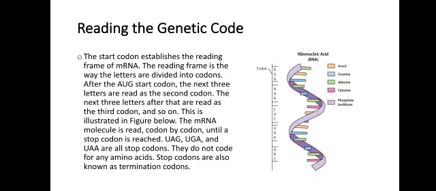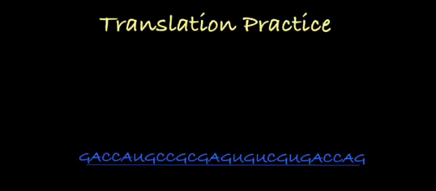The mRNA molecule is read codon by codon until a stop codon is reached. UAG, UGA, and UAA are all stop codons. They do not code for any amino acids. Stop codons are also known as termination codons. I'm going to present a video for you to see how the genetic code table is used in translating mRNA. Here we have an mRNA molecule.